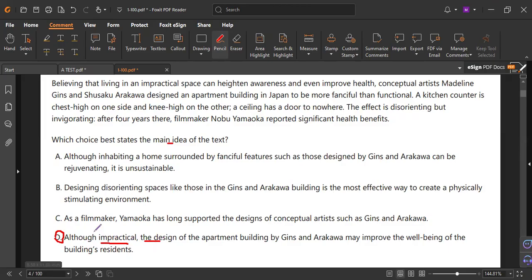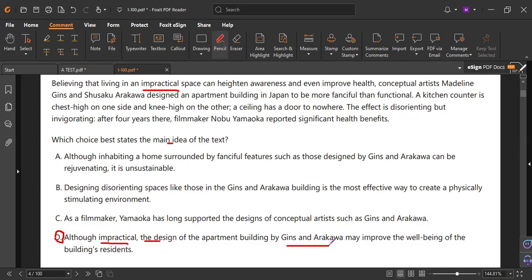Do you remember that in grammar? Here we have a positive. Impractical what? The design of the apartment building. Is that mentioned? Yeah. As he mentioned here, an impractical space. Yes or no? Yeah. And already he mentioned by these persons.